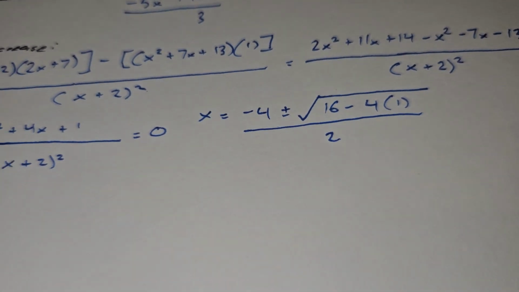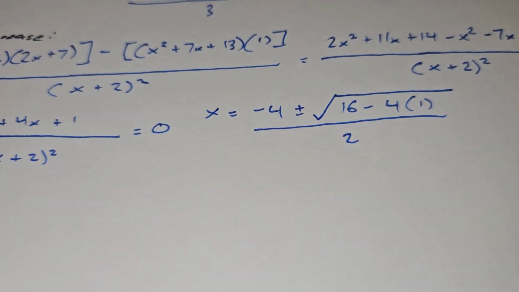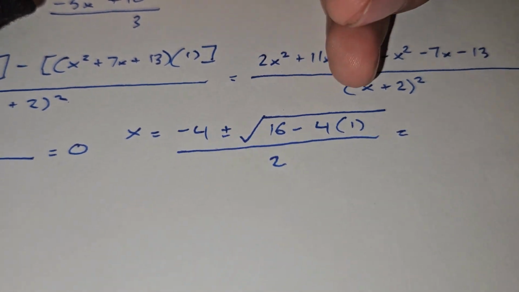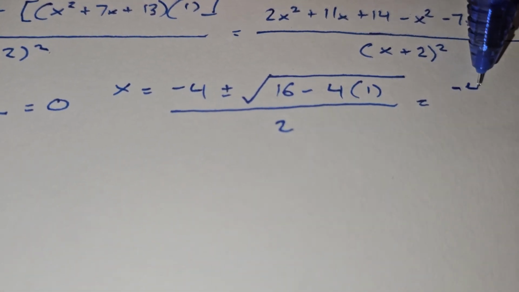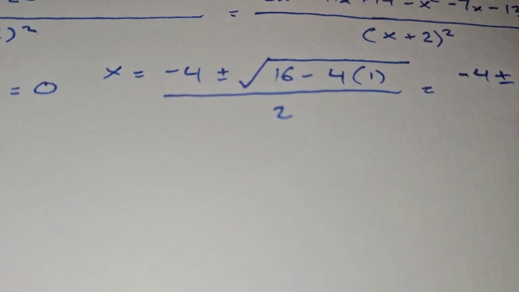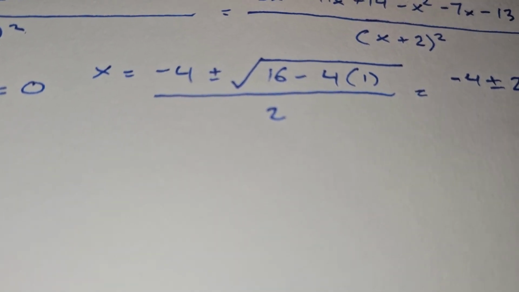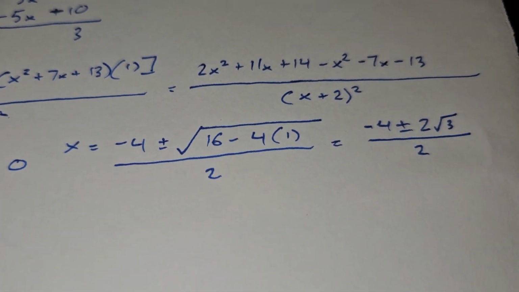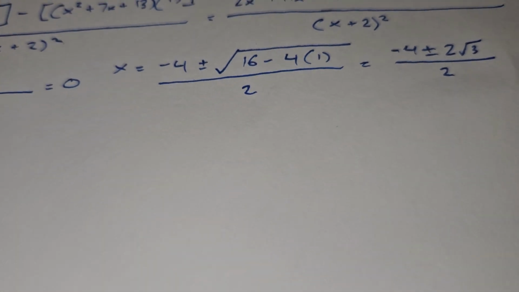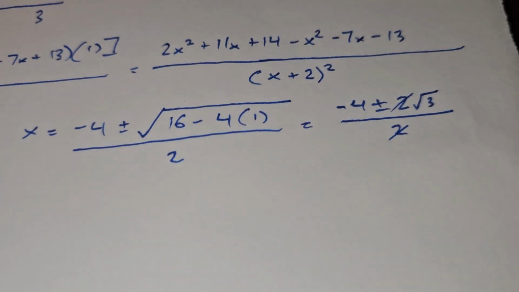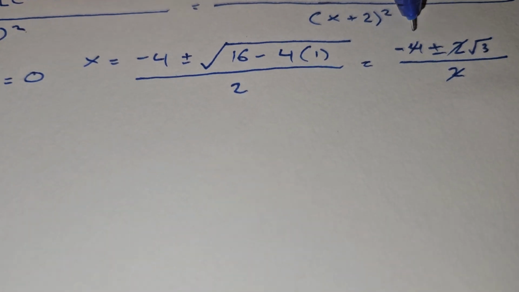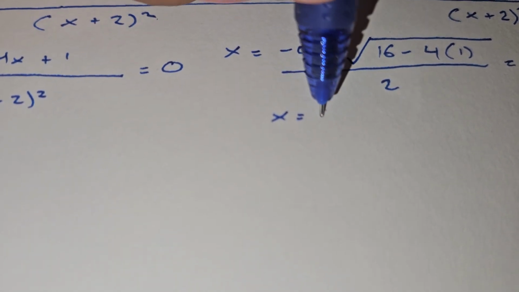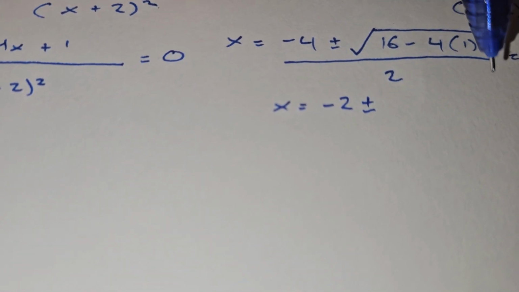So we're left with negative 4 plus or minus 2 times the square root of 3, all divided by 2. You can use some cancellation here to cancel out these 2s, and negative 4 over 2 is just negative 2. So we're left with x equals negative 2 plus or minus the square root of 3.